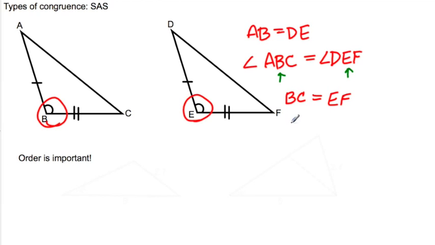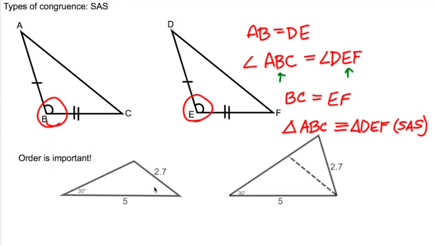So then what I could say is that triangle ABC is congruent to triangle DEF because of side-angle-side congruence. Now, what's super important is the order of the sides and the angles. The angle has to be in between the two sides. Here's why.